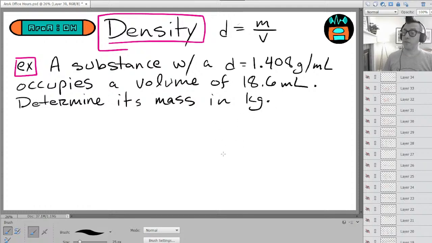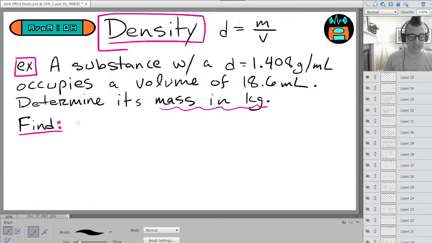All right, first step in any problem is you need to identify what you're trying to find. And this is right here. At the end, we are being asked to determine the mass in kilograms. All right, so not just the mass in any unit, the mass specifically in kilograms. That's what we're trying to find. Let's look at what we're given.